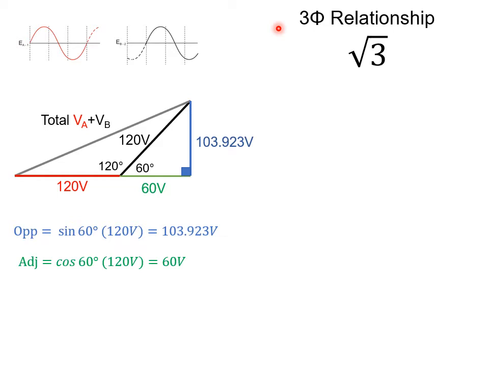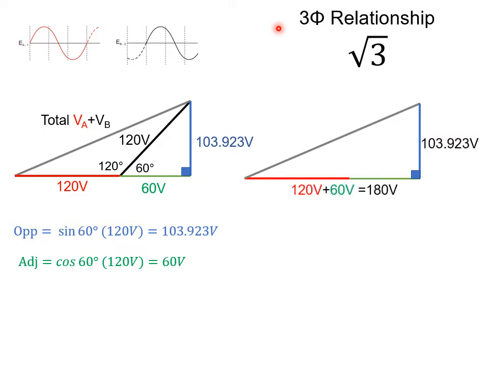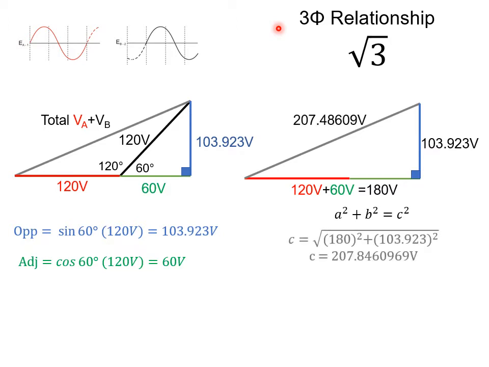We can now use the much larger triangle that we just created in order to solve for the gray hypotenuse. So we add 120 to 60. That makes that side 180 volts. And again, our y side will work out to be 103.923 volts. We can now use Pythagorean's theorem to solve for the hypotenuse, which in this case works out to be 207.48609 volts. Now it might seem a little silly that I kept all of those decimals.